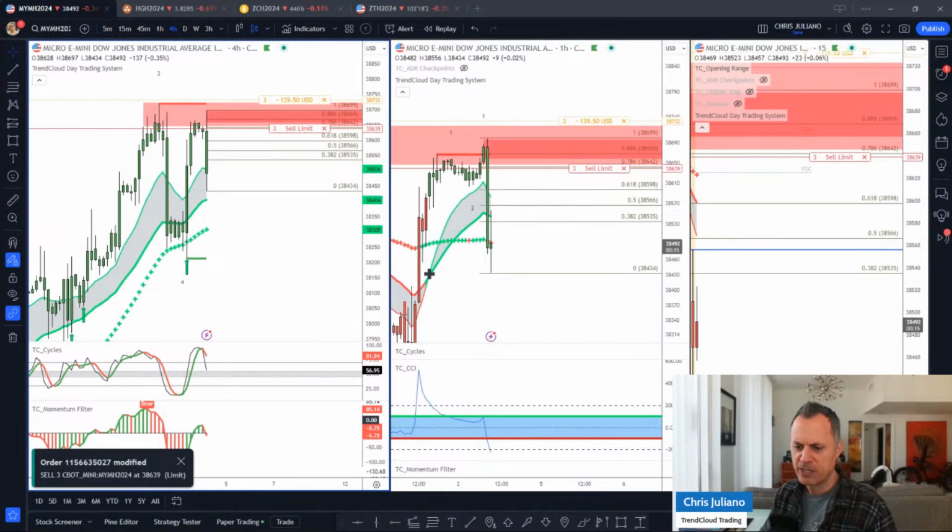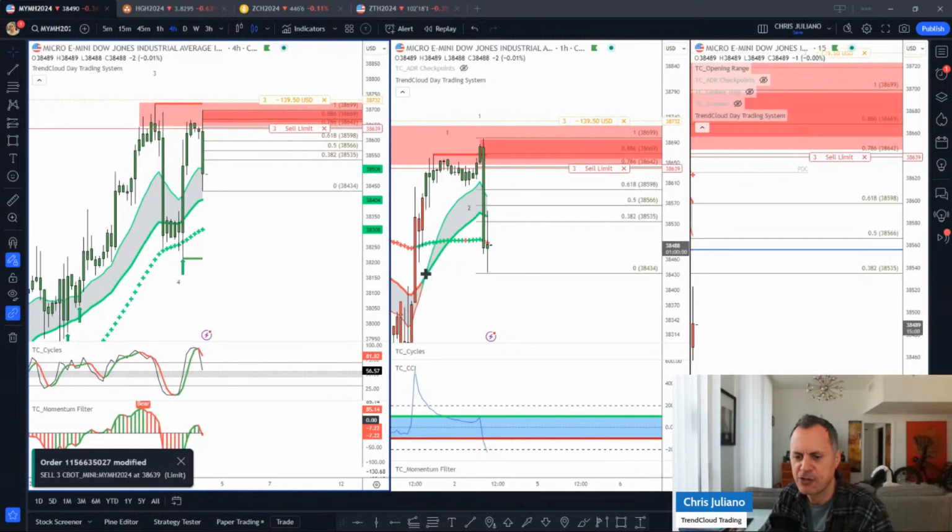Both regular TrendCloud 889 is giving me the same score. Oh, wow. Interesting. That's interesting. I tell you, Kazi, you can't go wrong with Fibonacci.